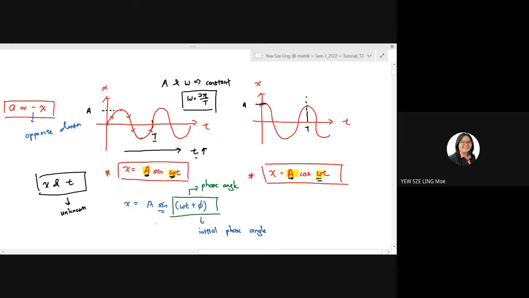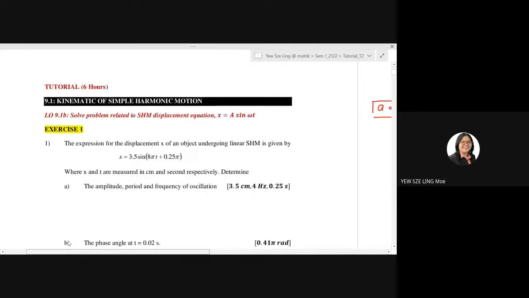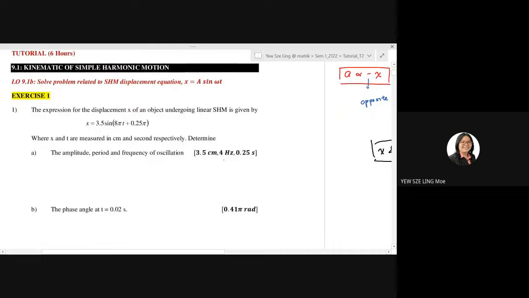Okay, so now let us go back to the questions. This is just a quick revision. If you want to know more, you can go through the videos on YouTube. So chapter 9, section 9.1, kinematics of simple harmonic motion. Kinematics means that we are going to look at how it moves, focusing more on the motion itself.